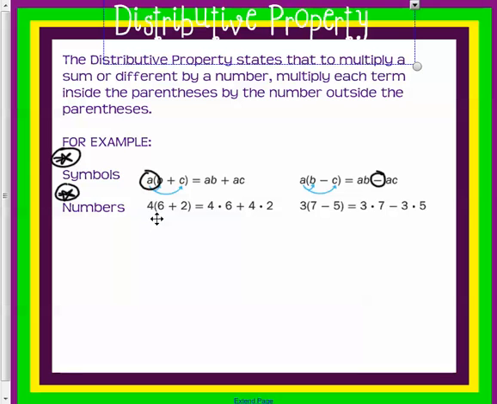If we did this with numbers, it's 4 times 6, and then 4 times 2. So when you take 4 times 6, you get 24, and then 4 times 2, and you get 8. Over here, you take 3 times 7, and you get 21. And you take 3 times 5, but remember, it's got that minus sign, so here it's a negative 15.